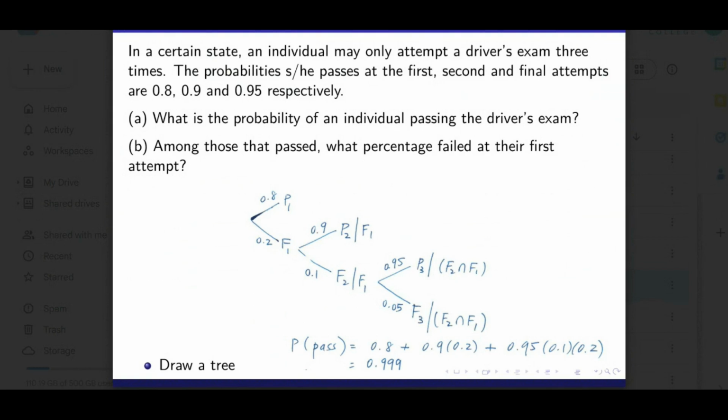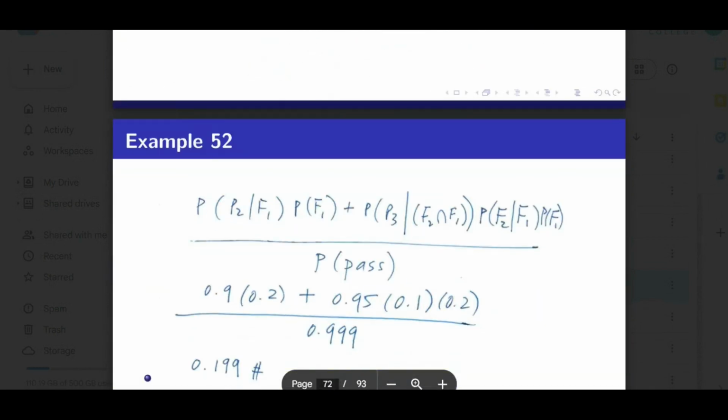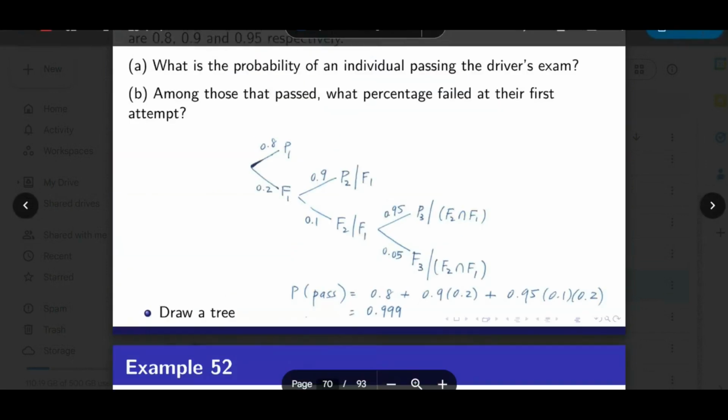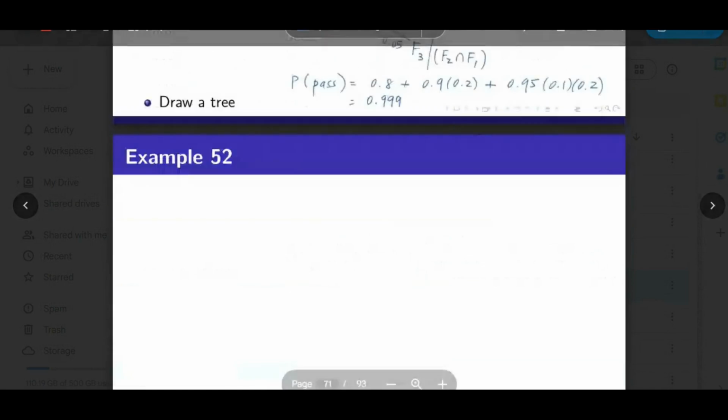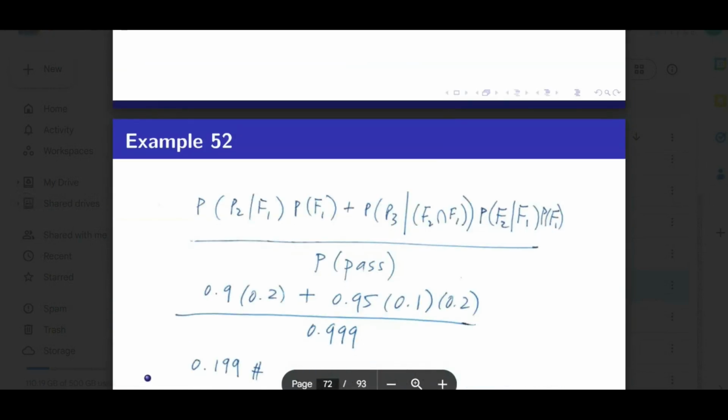All right. So what you should do here is something like this. Because what you want is, as I said, this answer turns out to be just under 0.2, which makes, I hope, intuitive sense. So you see, this is saying, what's the probability of you failing the first time, given that you passed?